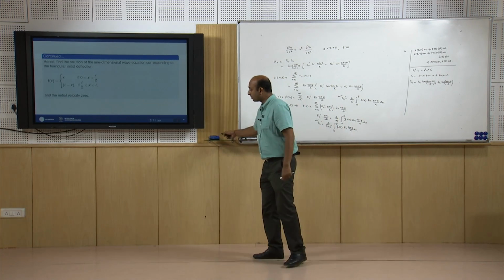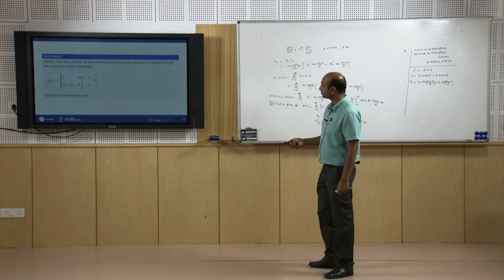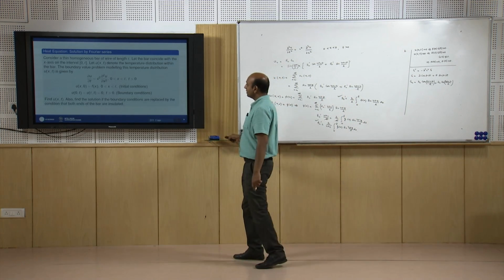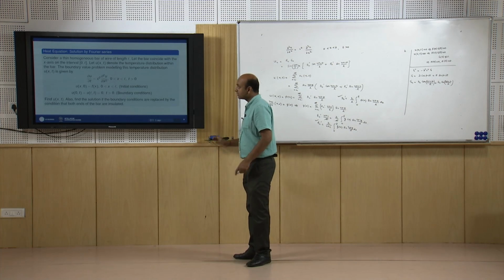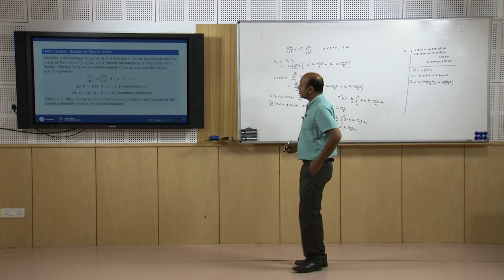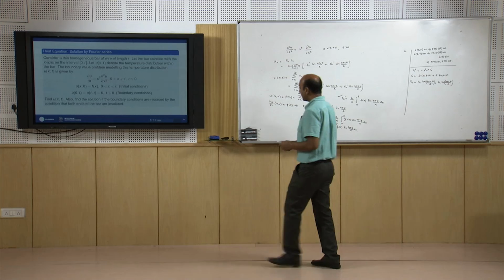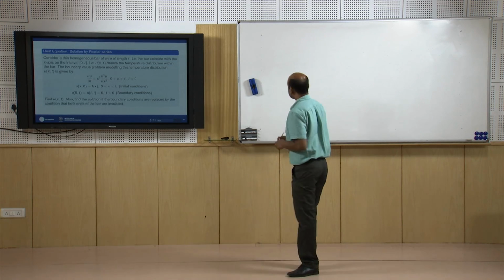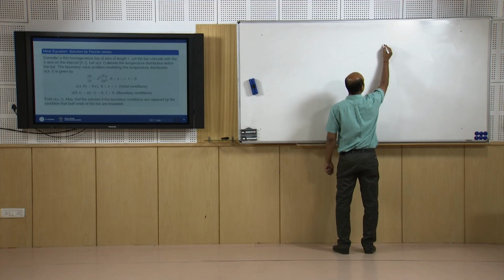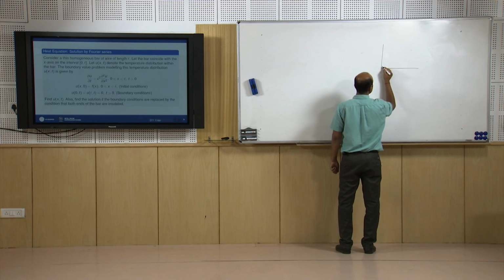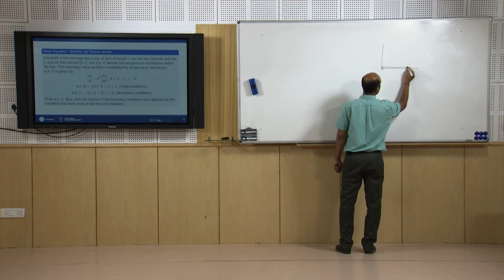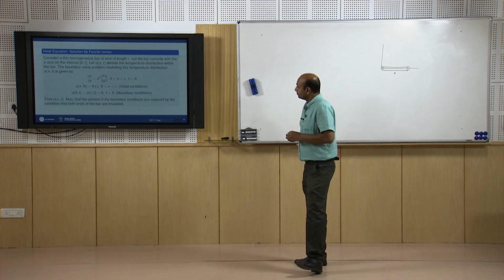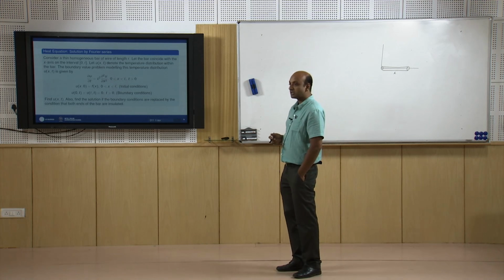Now, come back to the next problem. It is a heat equation, again solution by a Fourier series. Consider a thin homogeneous bar or wire of length L. Let the bar coincide with the x axis. So, we have a bar basically which coincides with the x axis. So, this is some bar of length L. Now, u x t is the temperature distribution within the bar.